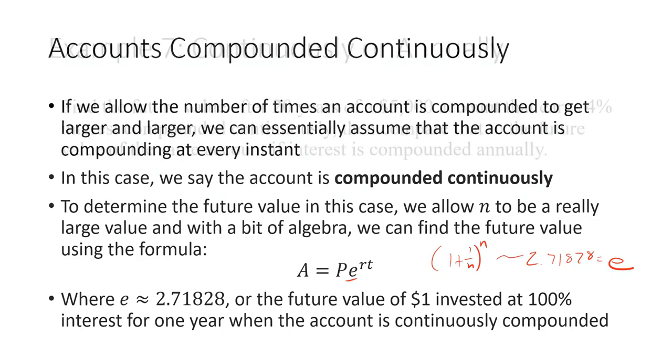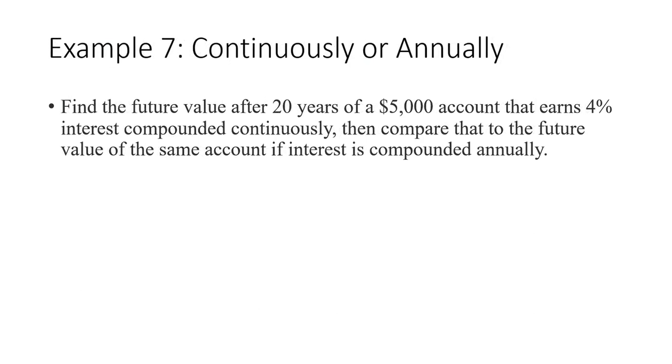So we're going to use this new formula to figure out what would happen if an account was compounded continuously. So we want to find the future value of $5,000 after 20 years for an account that earns 4% interest compounded continuously, and then we're going to compare that to if it was compounded annually. So continuously, A equals P e to the r times t, and so that's 5,000 e to the power of 0.04 times 20.